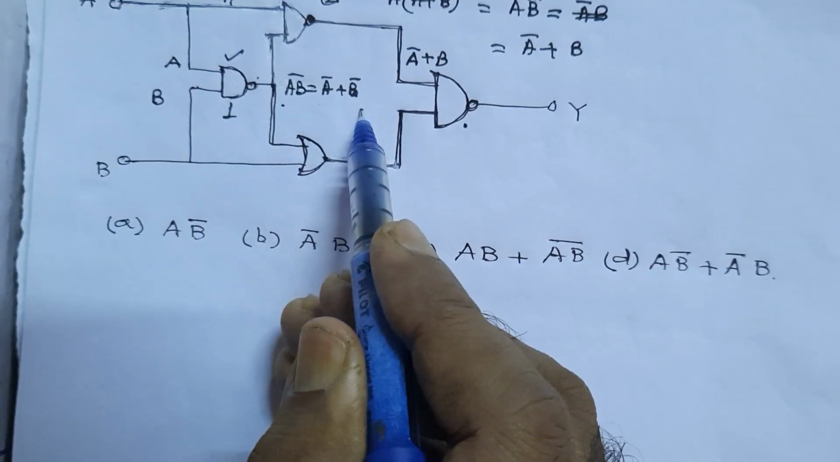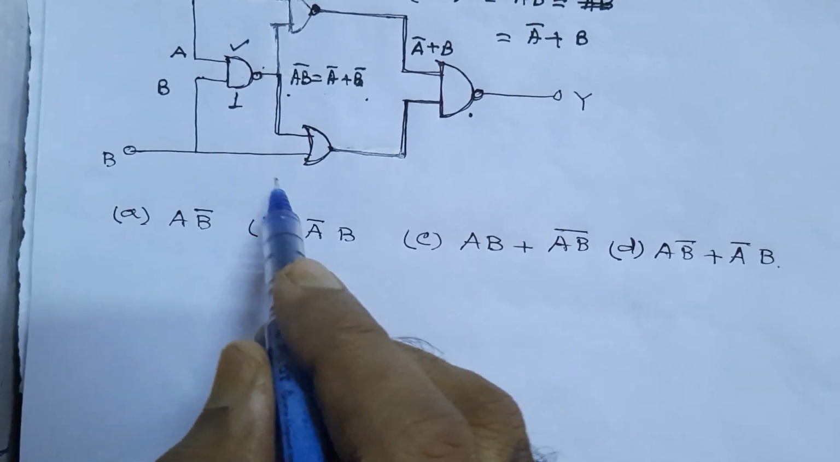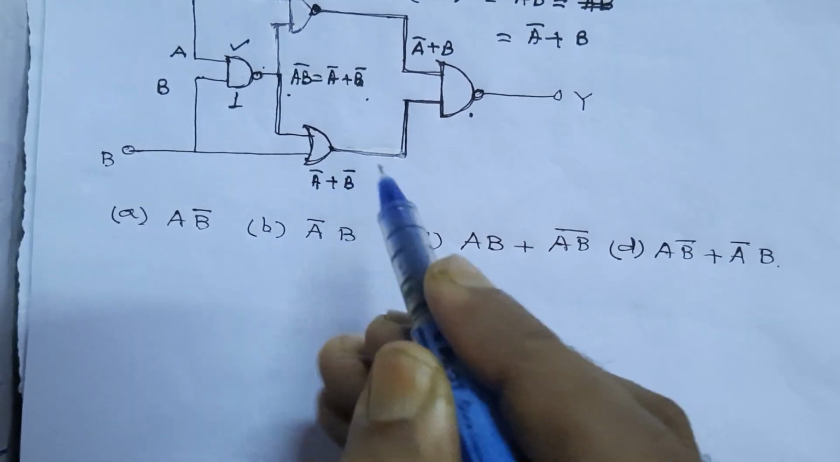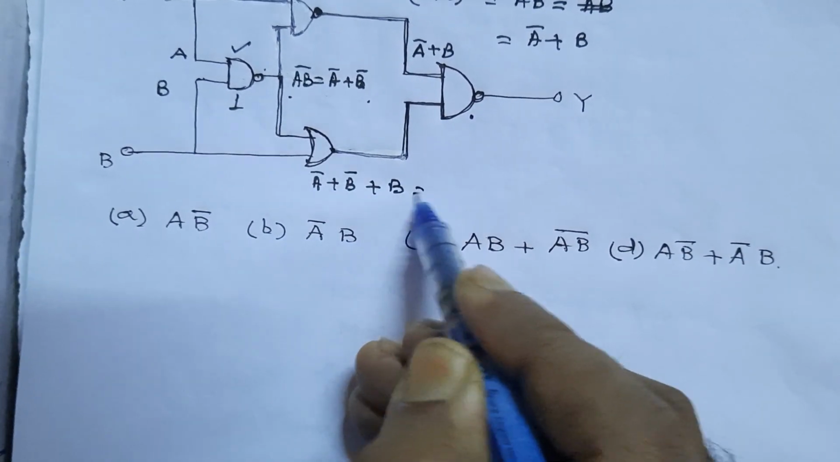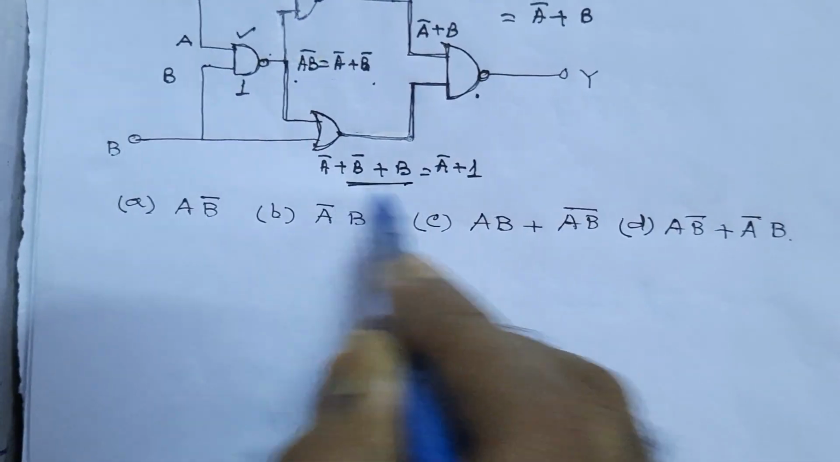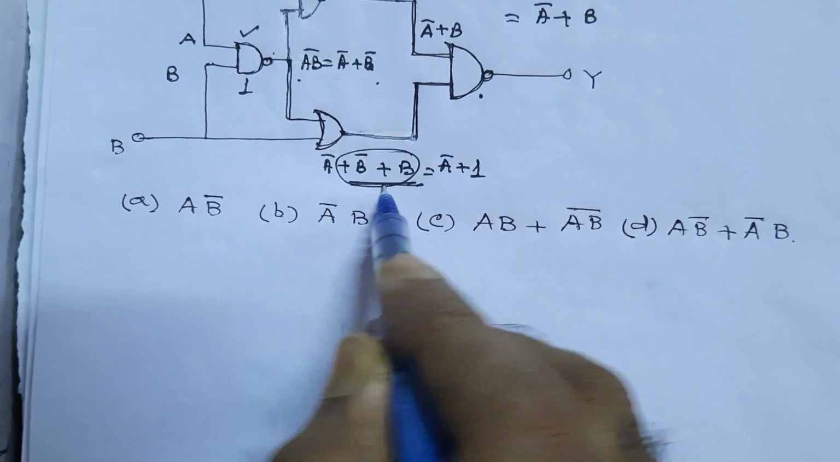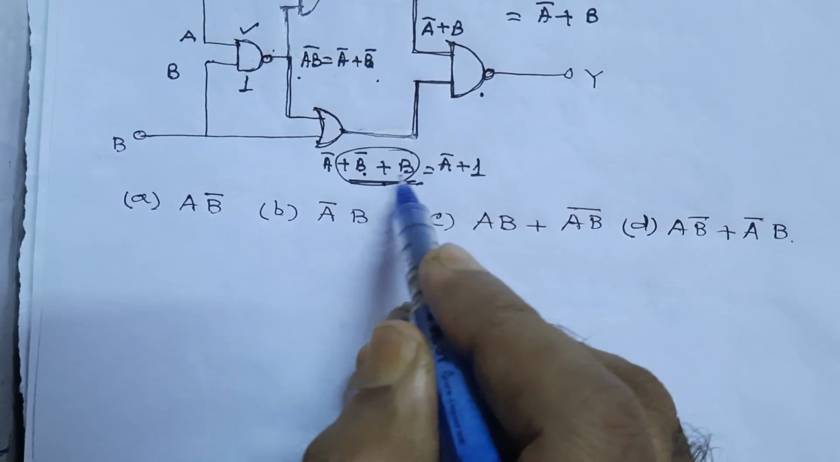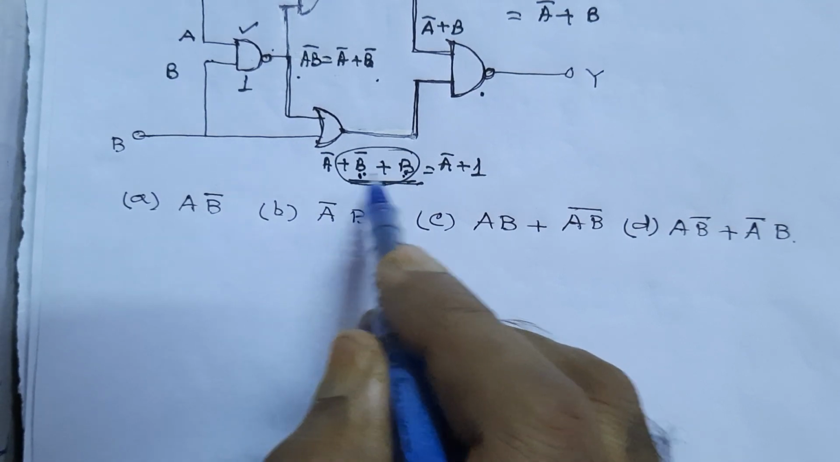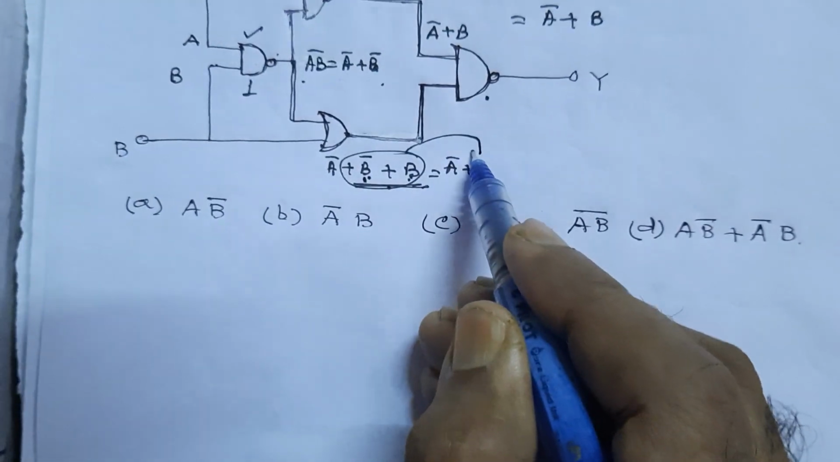One of the inputs is A inverse plus B inverse and another is B. So the OR gate will add them: A inverse plus B inverse plus B equals A inverse plus 1. Why? Because we know that B plus B inverse equals 1. Either if B is 0, then B inverse is 1; if B is 1, then B inverse is 0. But the addition will give you 1.